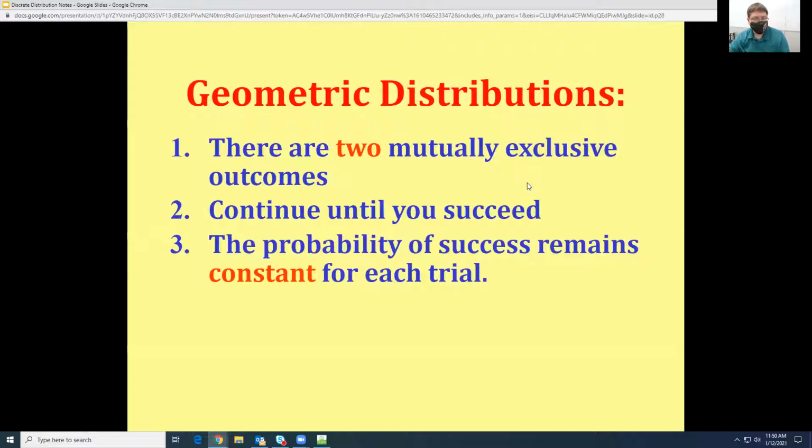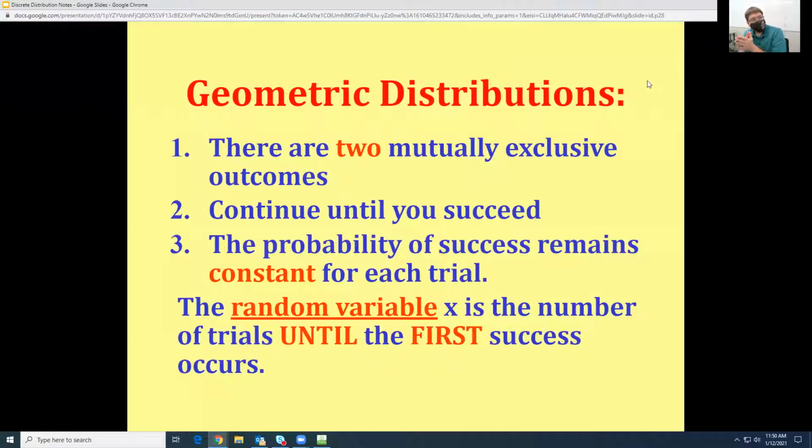All right, so this is the difference now. No longer do you have a set number of trials. That's thrown out the window. So the random variable X is now defined as the number of trials it's going to take until the first success occurs. So these are in your notes, underline, highlight, rainbow sticker, whatever you want, to make sure you don't forget these types of things.